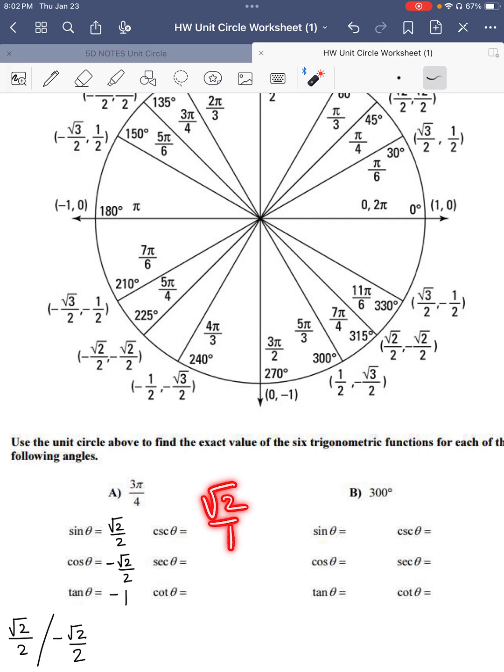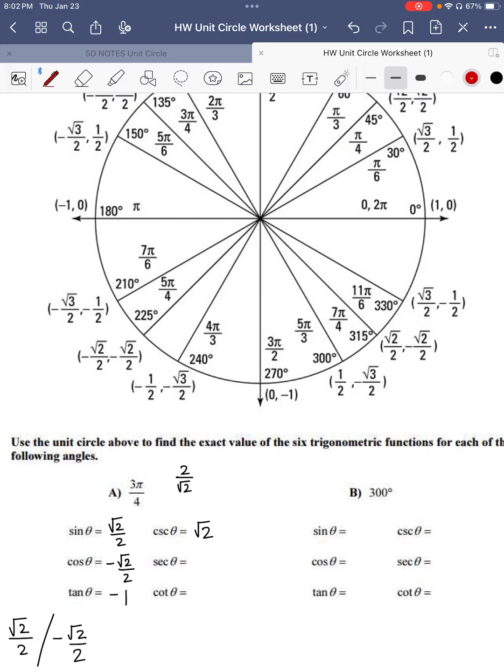But root 2 divided by 1 is simply the square root of 2. Now, if you don't remember that root 2 over 2 is just 1 over root 2, you can take the reciprocal of this. It's going to take a little bit more work, but that's okay. So if I take the reciprocal, that's 2 over the square root of 2.